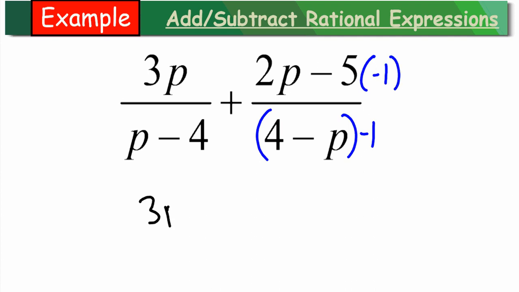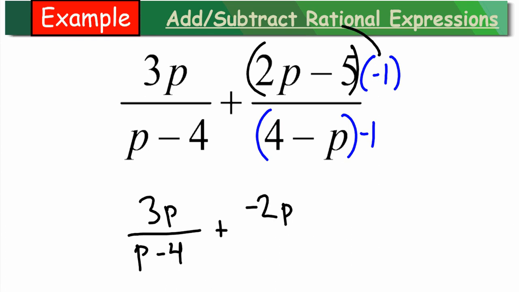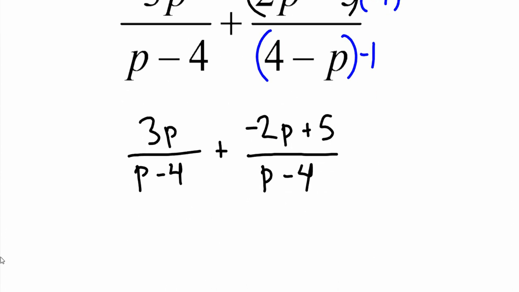I'll then have 3p over p minus 4 plus, when I multiply this whole top by a negative, this will become a negative 2p, and then a negative, it's distributing, that's what it's doing. Negative 5 times a negative 1 makes plus 5. All over now down here, if I distribute through, I'll have a positive p, I'll write that first, and then a negative 4. And voila, they have a common denominator. I can now add. 3p plus negative 2p is p. This is technically 0 plus 5 will be 5.